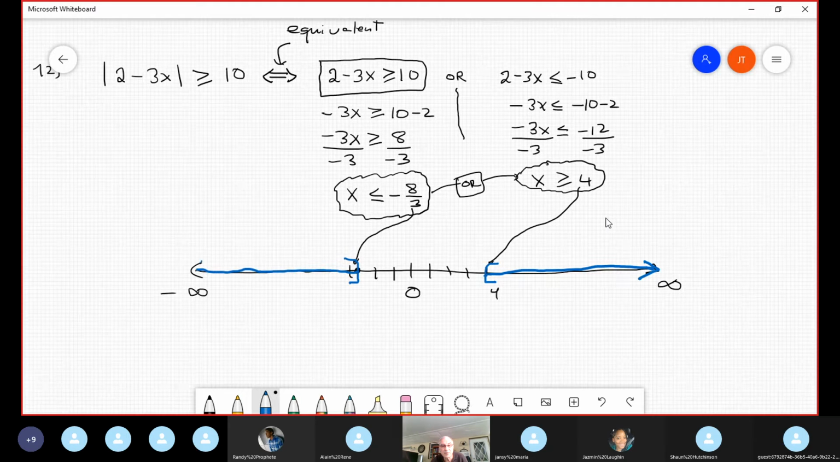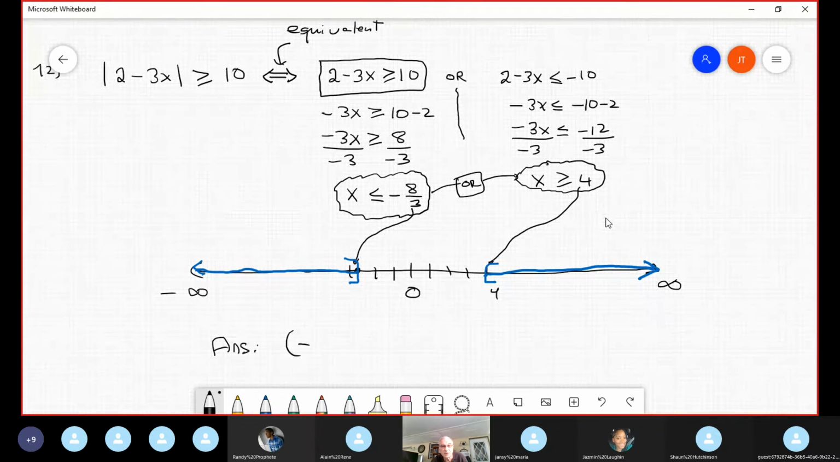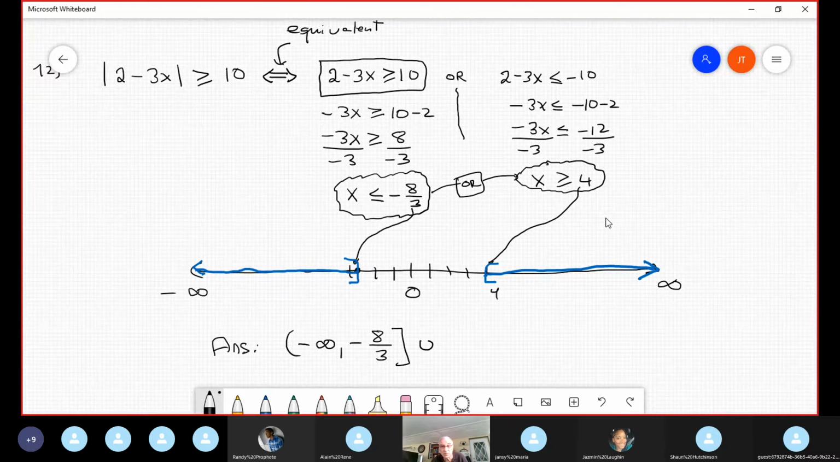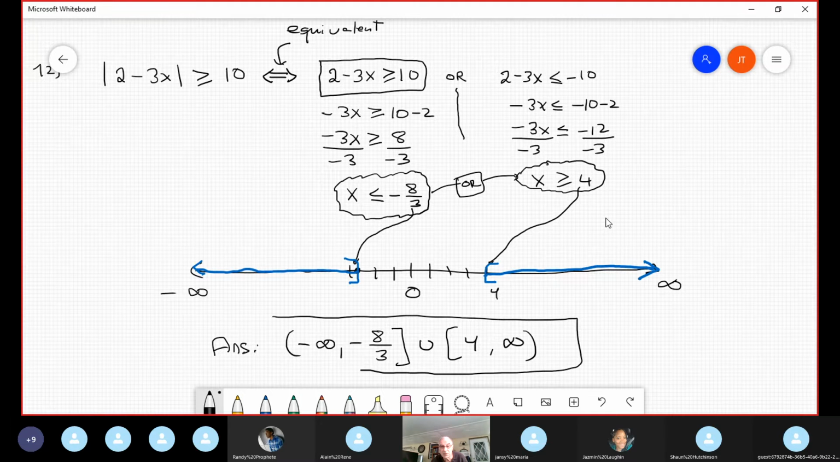To the left. So what is my final answer? Well, my final answer is from negative infinity, comma, negative 8 over 3, bracket of course, union, bracket 4, comma infinity. My recommendation on the test on paper: enclose the final answer in a box, always, to emphasize that this is the final answer I found.